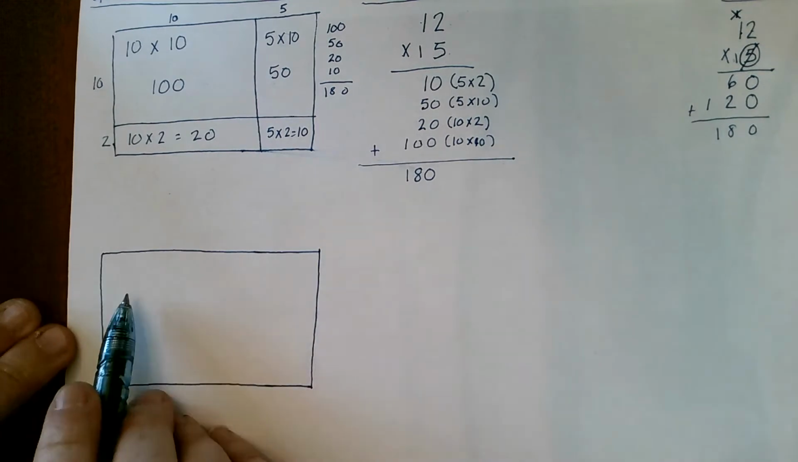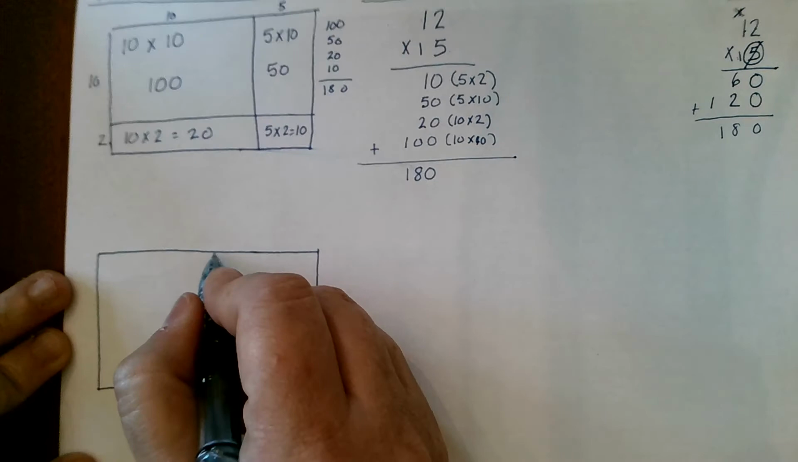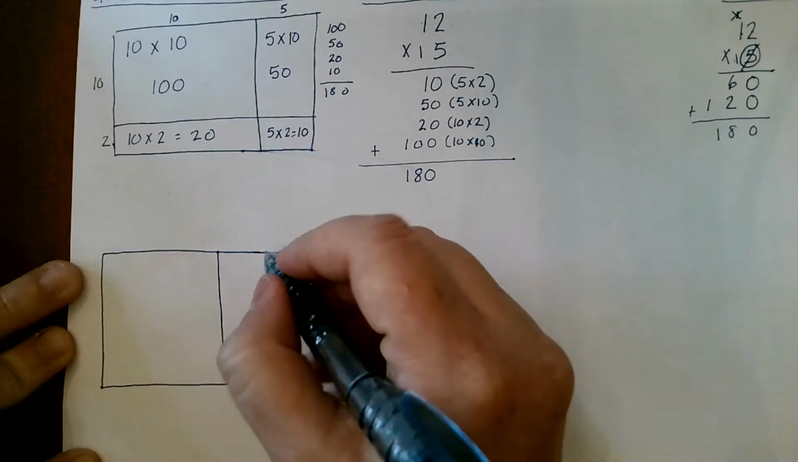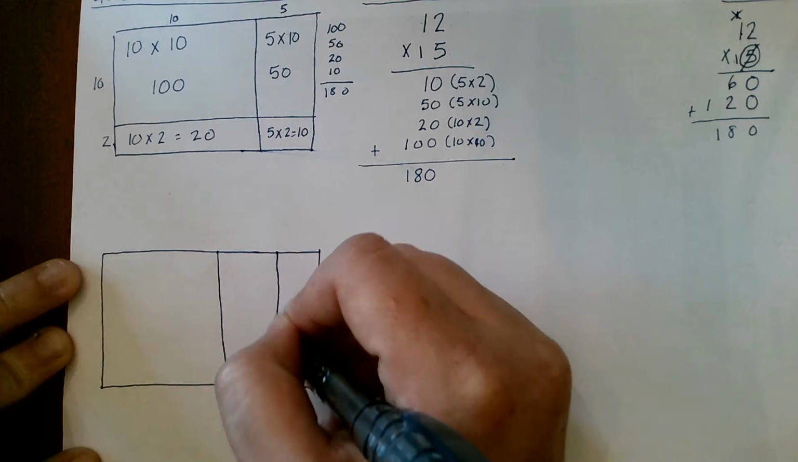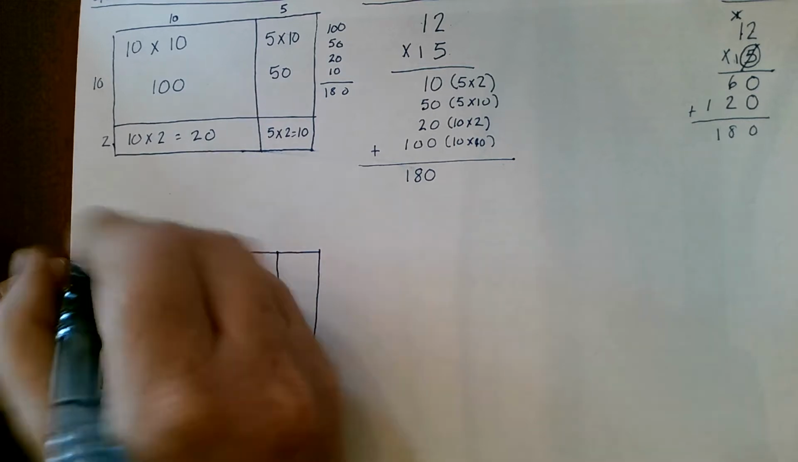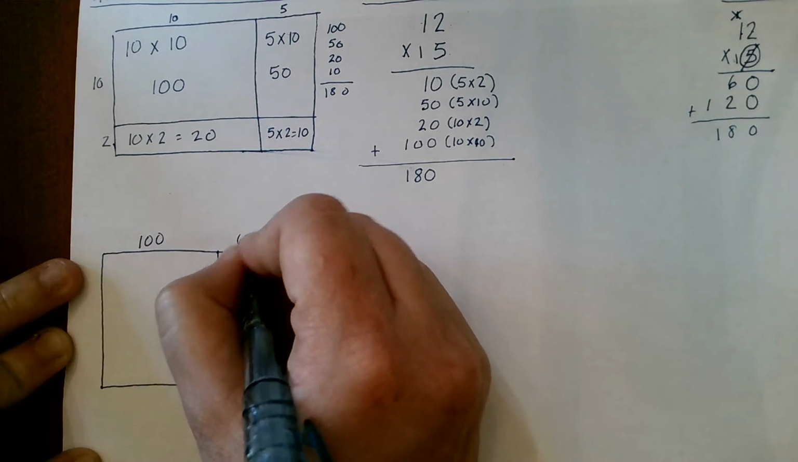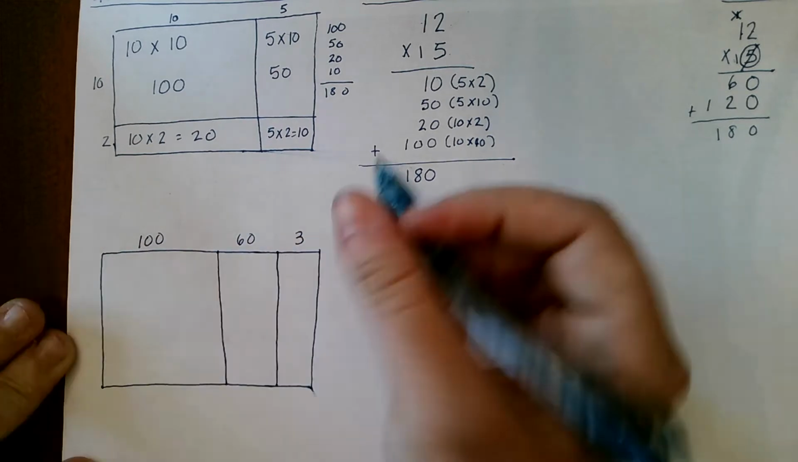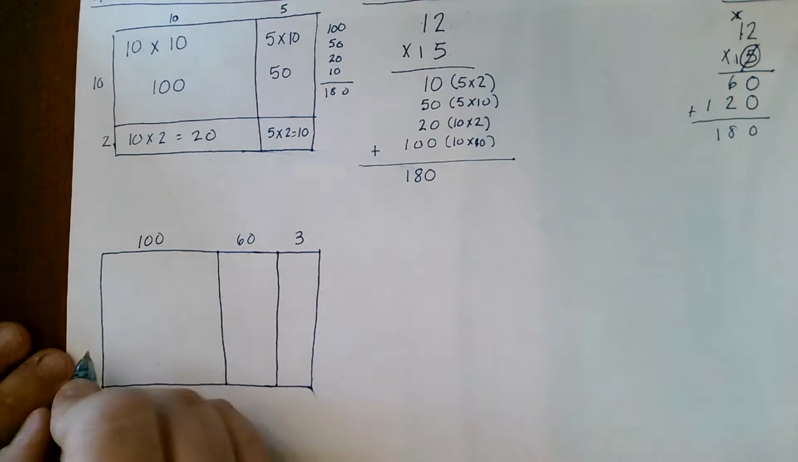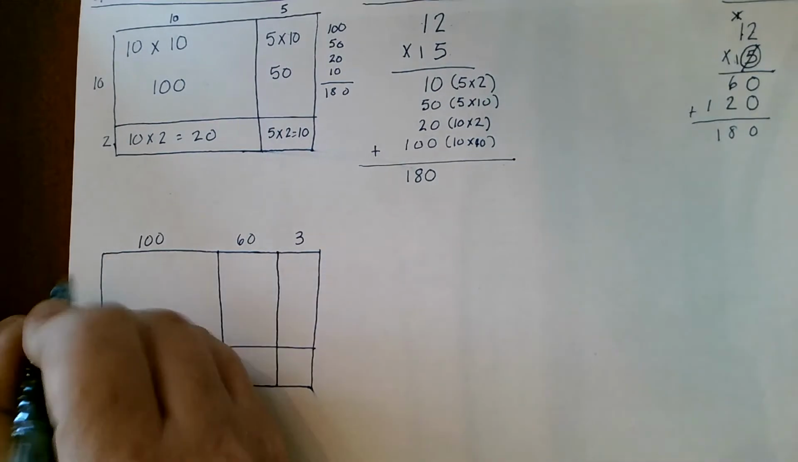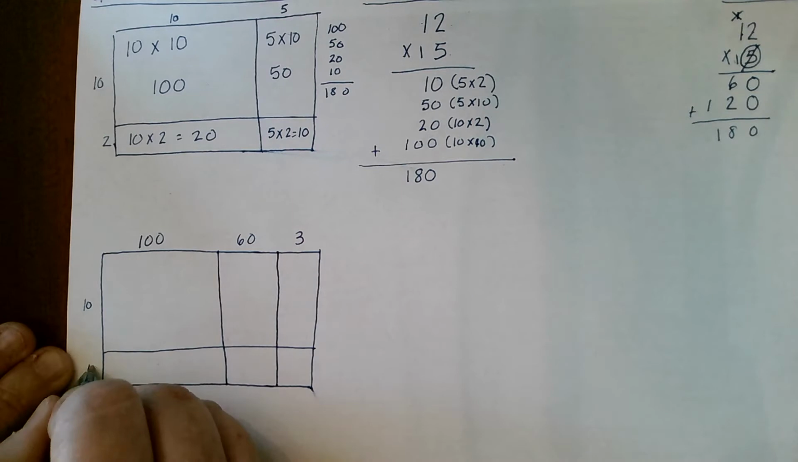Okay, so 100 I know is going to be my largest. So that's going to be my 100. And then there's going to be my 60, and then my 3. Sorry, 60, not 30. And then I've got my 10 and my 4.